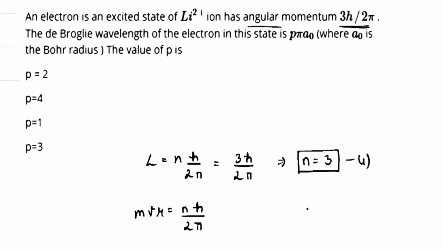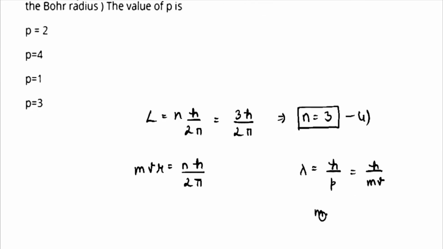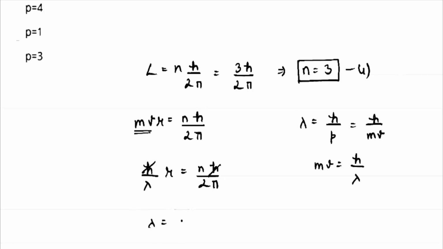Further, we have to find the lambda first, the de Broglie wavelength. The de Broglie wavelength is given as h over p, where p is the momentum. Momentum is the product of mass and velocity, so I can write mv equals h over lambda. Now I can replace mv by h over lambda, so h over lambda into r equals nh over 2 pi. The h will get cancelled out, and we get lambda equals 2 pi r over n.